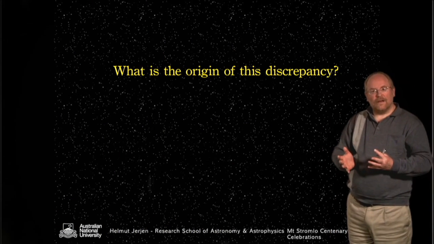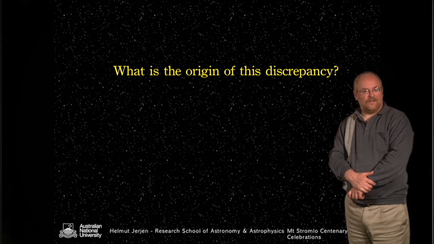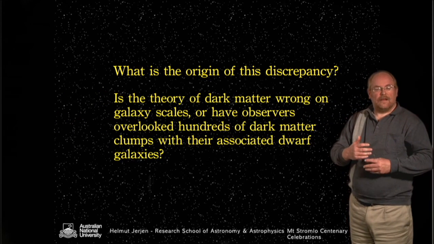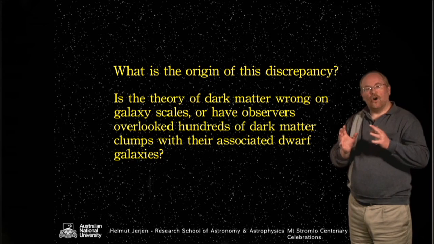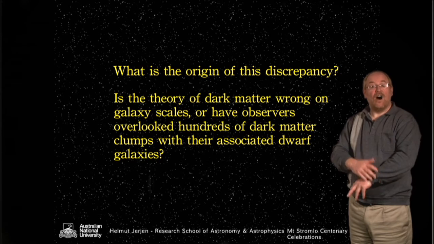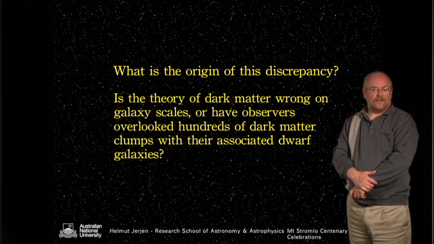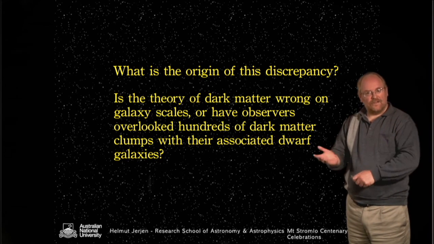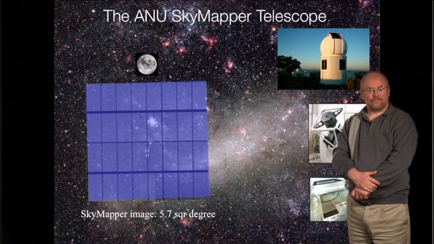A fundamental question that we are trying to answer today is, what is the origin of this discrepancy? I mean, there are two possibilities. Is the theory of dark matter incorrect on galaxy scale, or have observers simply overlooked hundreds of these dark matter clumps with their associated dwarf galaxies? These are the two fundamental possibilities to explain the discrepancy between the models and the observations.